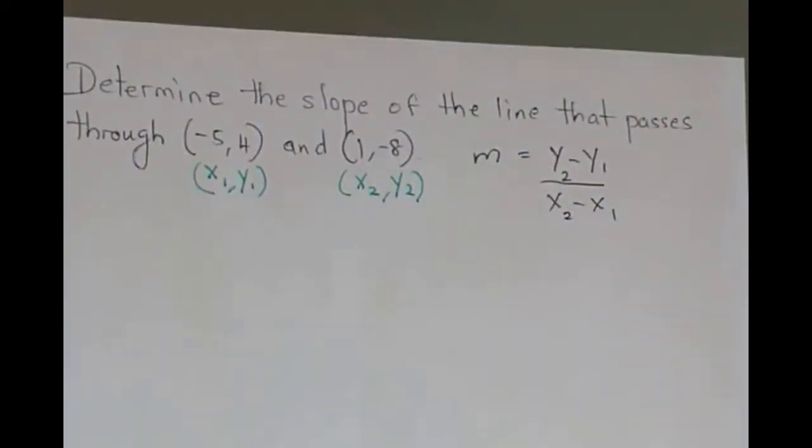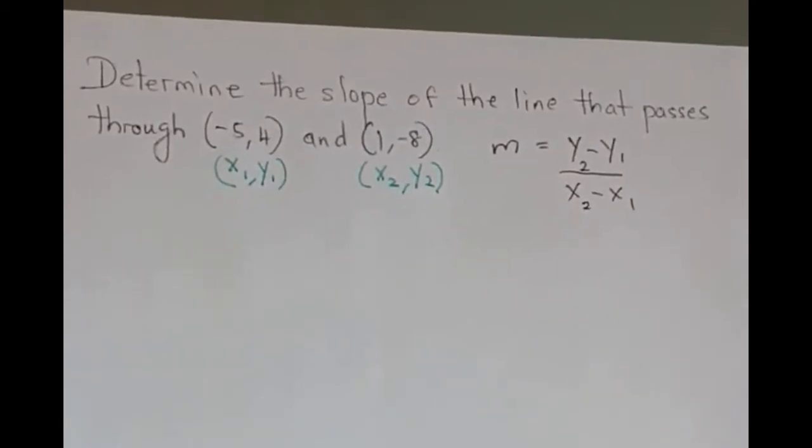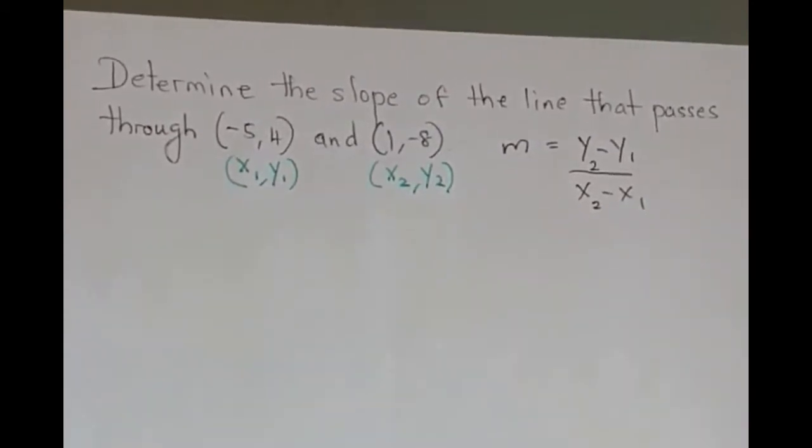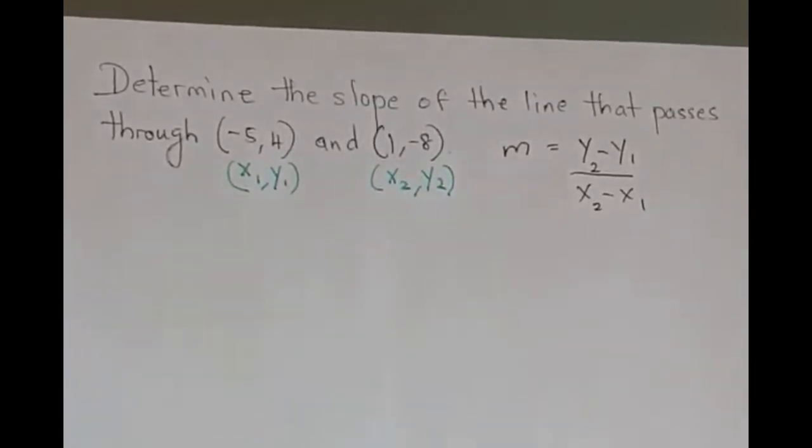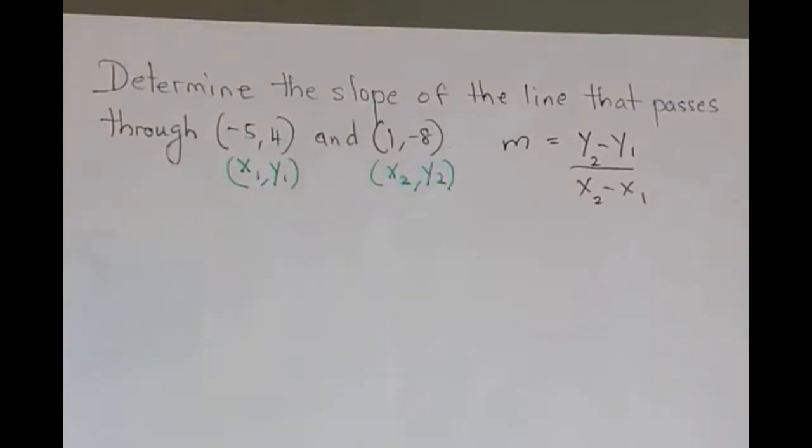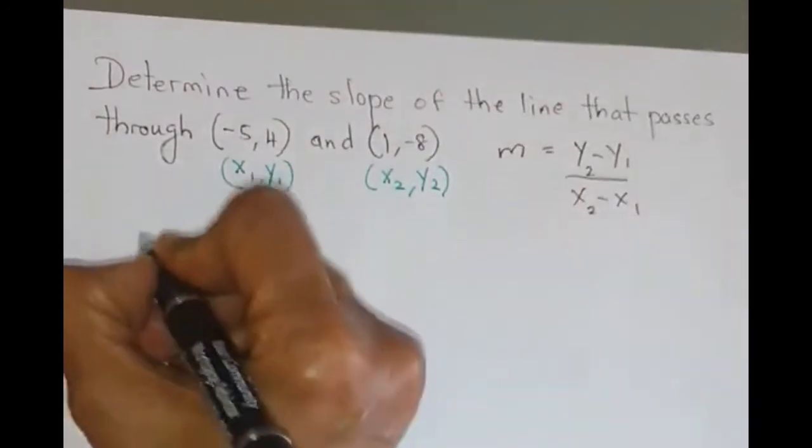So when they're talking about the slope of a linear relation, it's actually how the dependent variable changes based on the change in the independent variable. So the rate at which the dependent variable changes in relation to the independent variable. Let's see how we can find the slope.